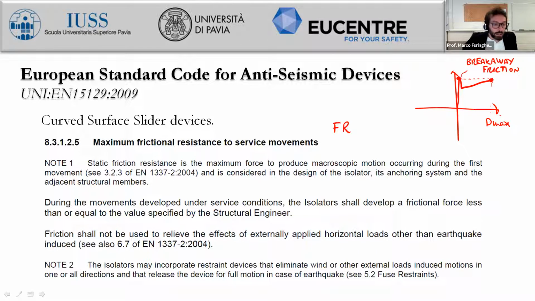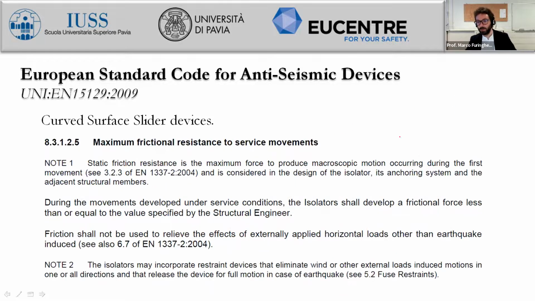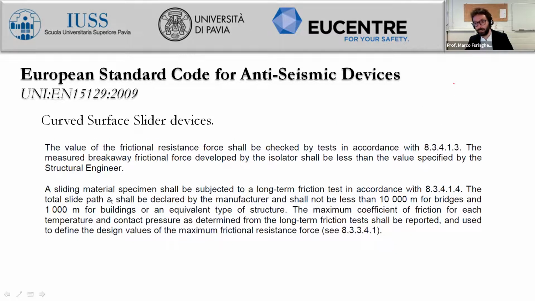Okay, so now let's move on to the other. You see breakaway frictional force. We have to check this. And this is actually different. I just want to mention here that the breakaway is approximately the same effect, but it is different from the stick slip effect.